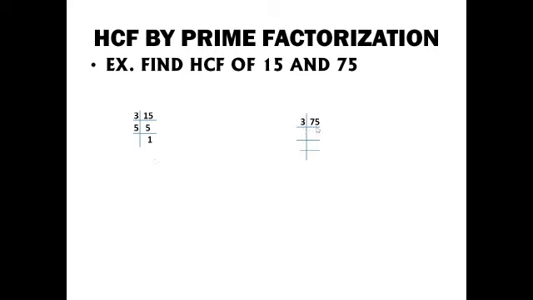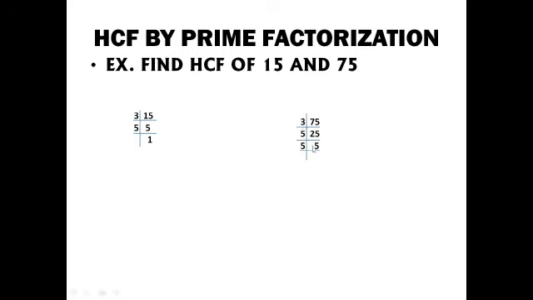Now let's take 75. 75 also complies with the divisibility rule of 3. So 3 will be our divisor. 3 25s are 75. Now our new dividend is 25. 25 is divisible by 5, which is also the smallest possible prime number to divide 25. So 5 5s are 25. 5 again is a prime number divisible by itself.